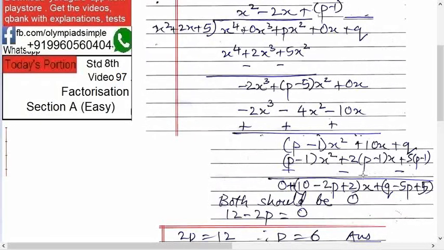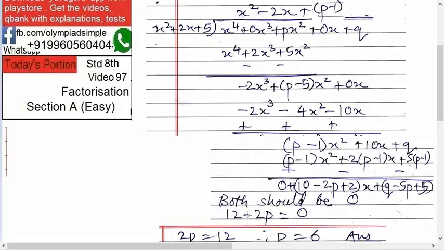Okay, now what is given? That this divisor is a factor of this dividend. It means the remainder should be 0. Now if the remainder is 0, then this whole expression should be 0, right? What does it mean? 10 plus 2 is 12. 12 minus 2p, it should be 0 then, correct?